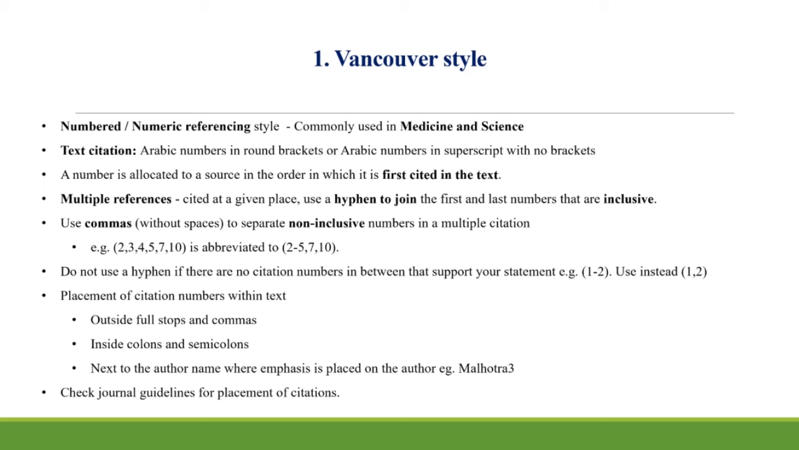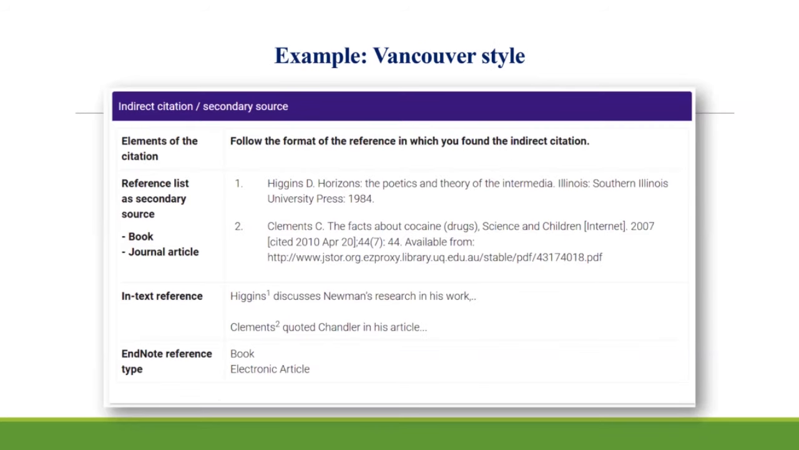Right? So every reference style is a little different, so you should know the finer aspects of it. For example, you are saying Malhotra 3, right? This 3 should be superscript, but you put it there so that people can know, okay, this is the third reference. All right. So this was the Vancouver, and this is again the Vancouver. They are just showing you how it's done. In other words, in-text references, you are having Higgins 1, Clements 2, right? And then at the end of the document, you will see the full citation.